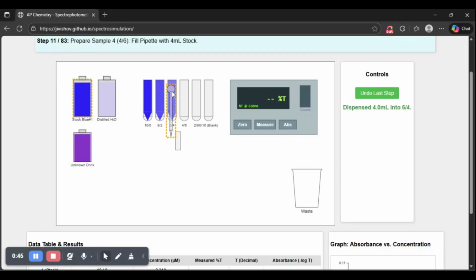And the goal here is to create solutions with known concentrations, which will help us to create the calibration curve later on.